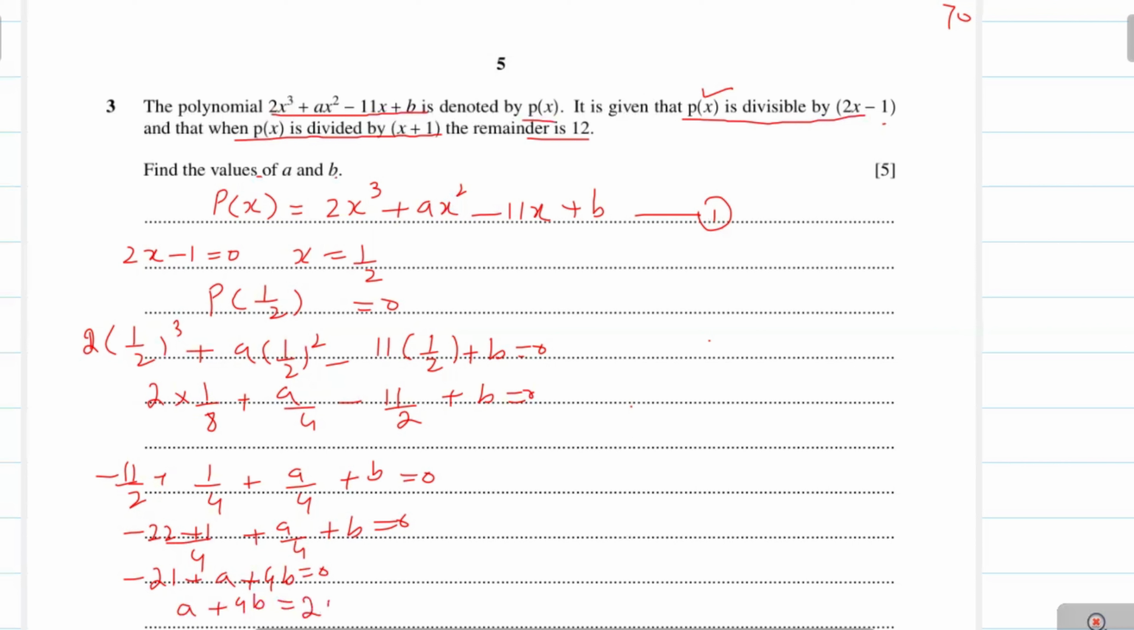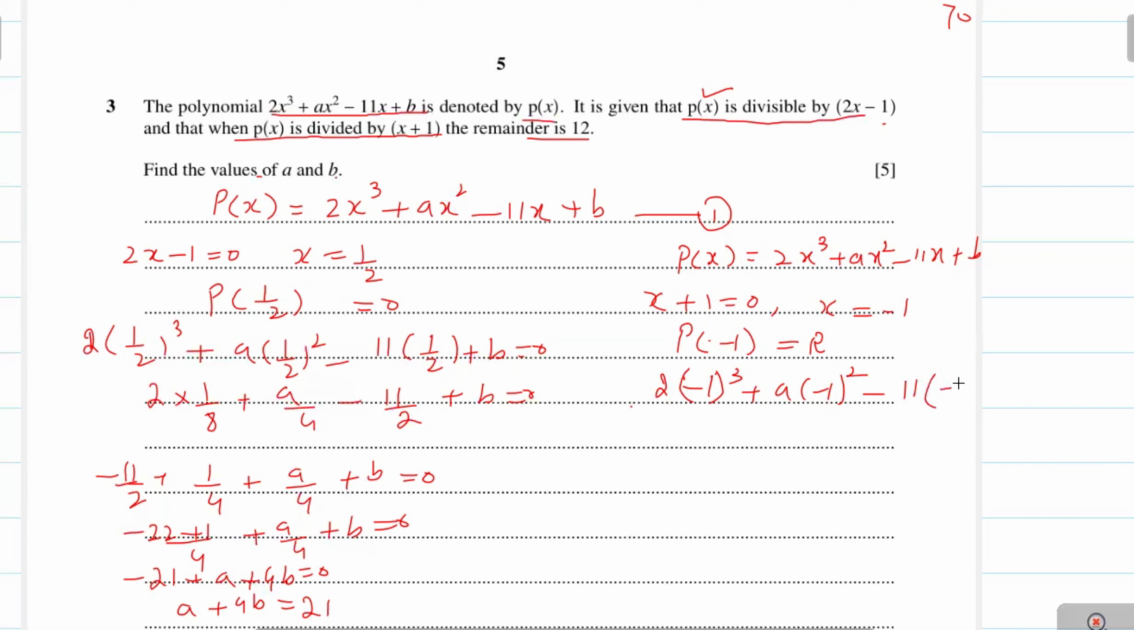to 21. The next equation, it would be when p of x is divided by x plus 1, the remainder is 12. Therefore, we write x plus 1 equal to 0 and x equal to minus 1. Therefore, p of minus 1 gives the remainder, and this value p of minus 1 here is equal to 2 into (minus 1) power 3 plus a into (minus 1) power 2 minus 11 into minus 1 plus b equal to the remainder here, 12.